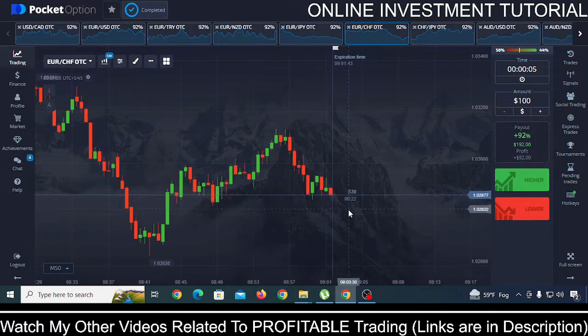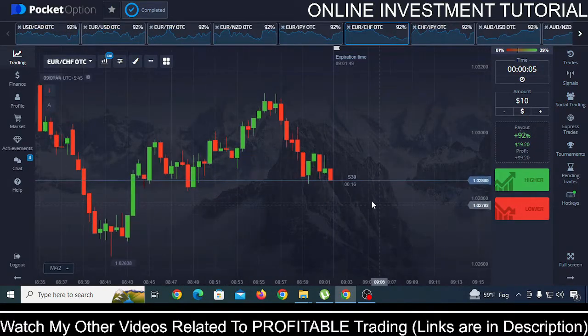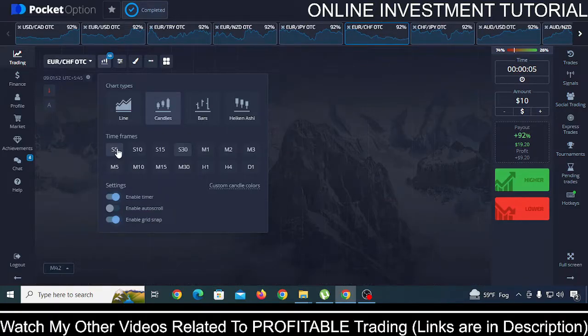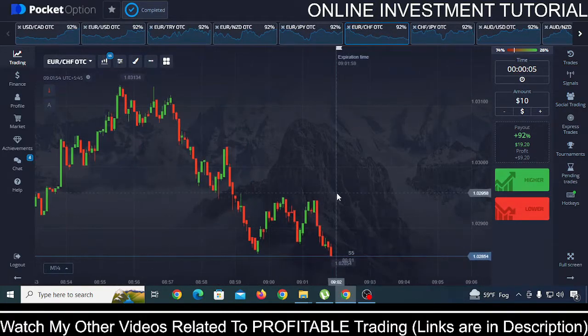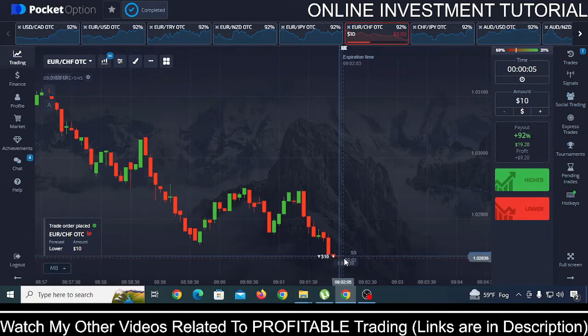Firstly, I'll make some trades and then I'll make you understand how this trade works. So I'll decrease this investment amount to $10. So yes, and this candle should also be 5 seconds. Okay, sorry, I didn't tell you at the beginning. This should be S5. Okay, so all of these candles are forming in 5 seconds. So now you can make a trade on lower here.